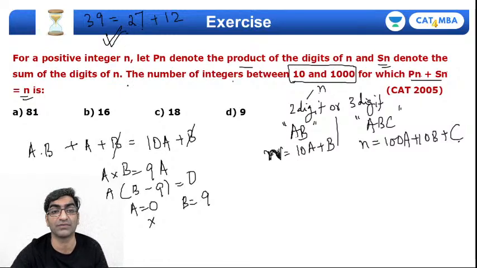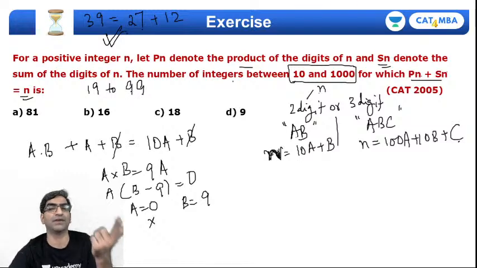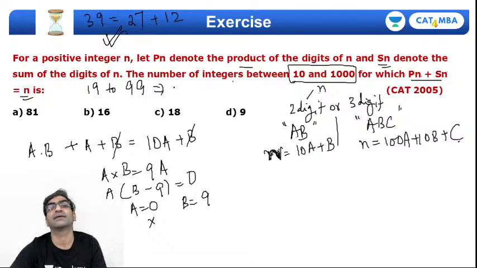ऐसे कितने numbers होंगे फिर? Which means I'll go from 19 to 99. How many numbers? आप fingers में भी count कर सकते हो, but right, you will figure out that this is a total of 9 numbers. Okay, so there are 9 2-digit numbers.